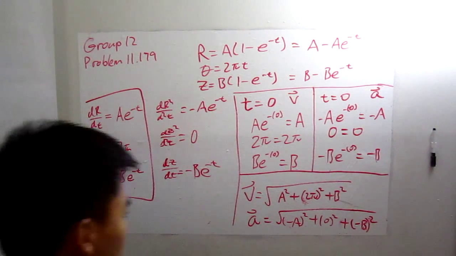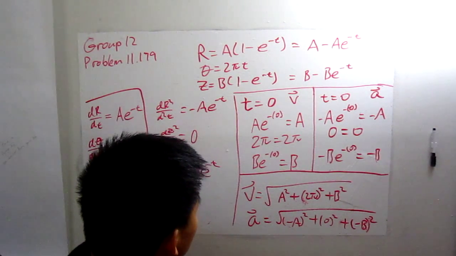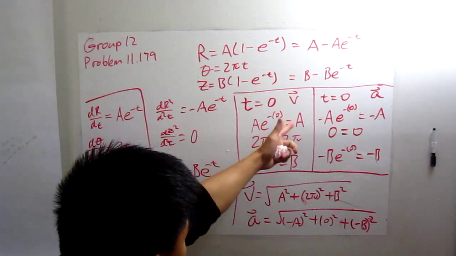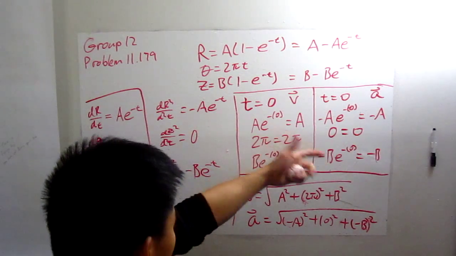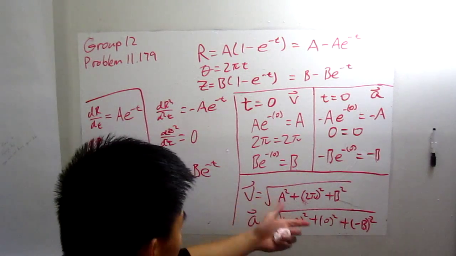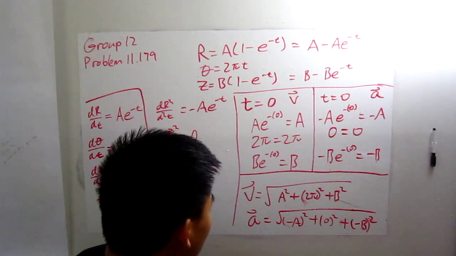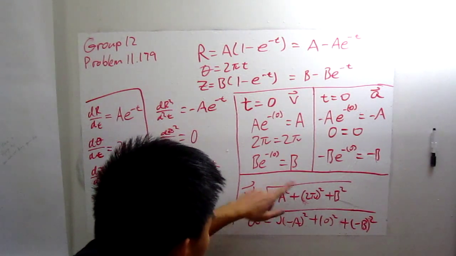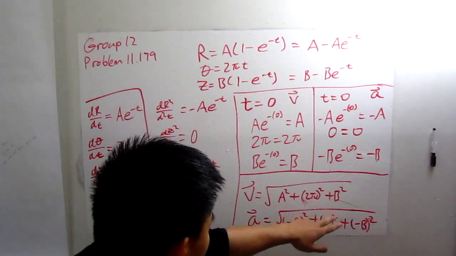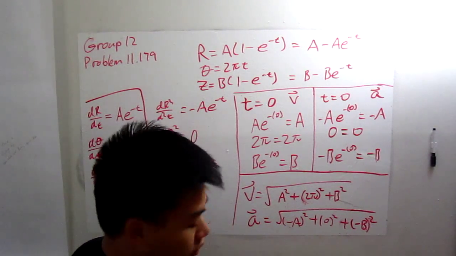So for t equals 0, that's the first derivative. We plug in t, so we get a e to the negative 0, which just gives us a, since e to the negative 0 is 1. 2 pi is just 2 pi. b e to the negative 0 is just b. We get the velocity by finding the square root of the sum of squares, so that would be the square root of a squared plus 2 pi squared plus b squared. That gives us the velocity.